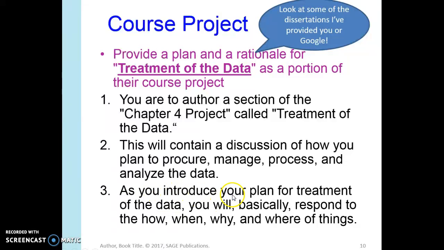As you introduce your plan for the treatment of the data, you will basically respond to how, when, why, and where of things. Kind of like writing a press release, but it'll be a narrative format.